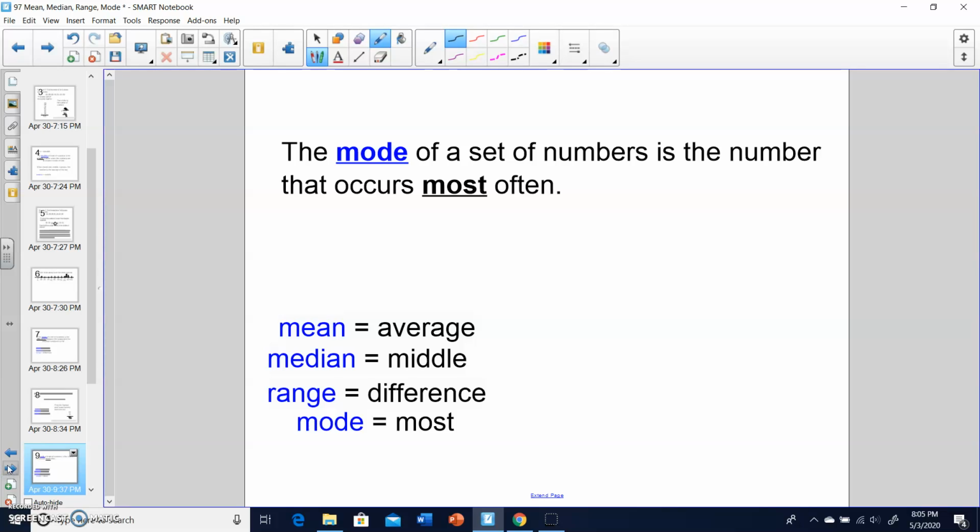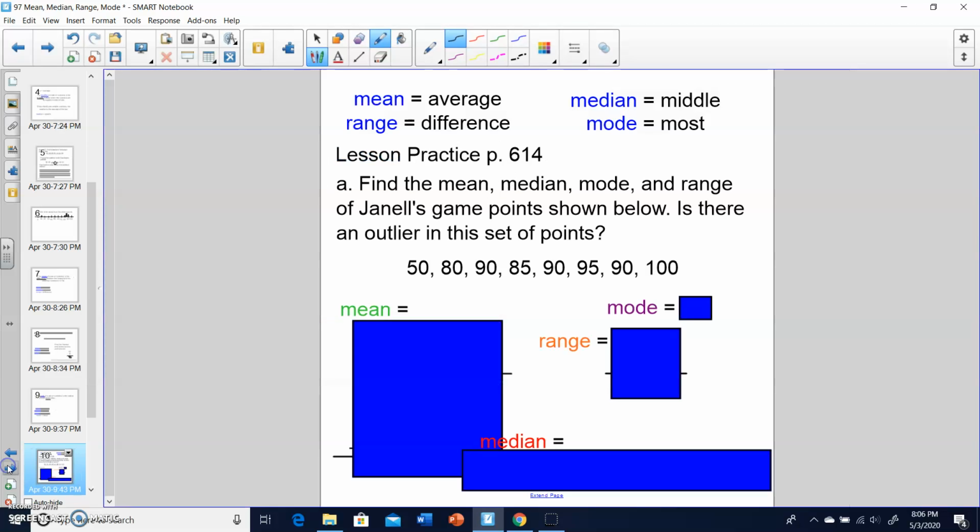Okay, the next word we're talking about is mode, and mode means most often. It's a number in a set of numbers that occurs the most often. So one more time, mean is another word for average. Median is another word for middle. Range is the difference between the largest and the smallest, and mode is the one that occurs the most often.